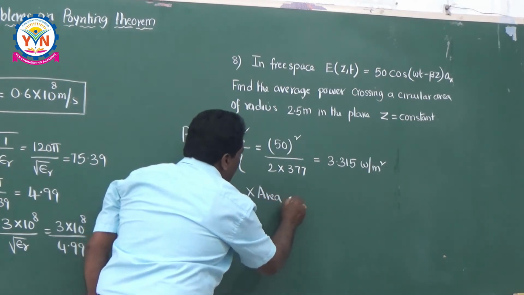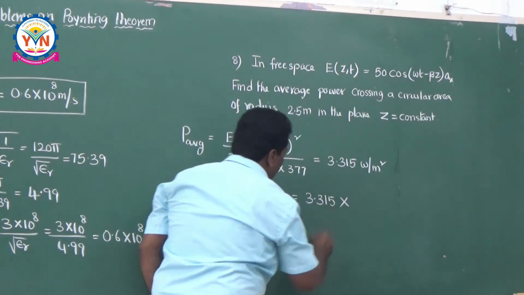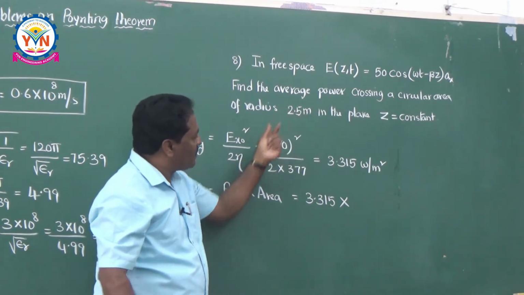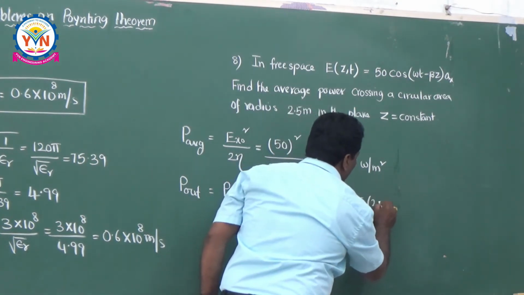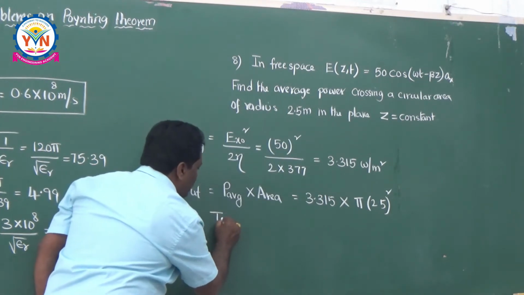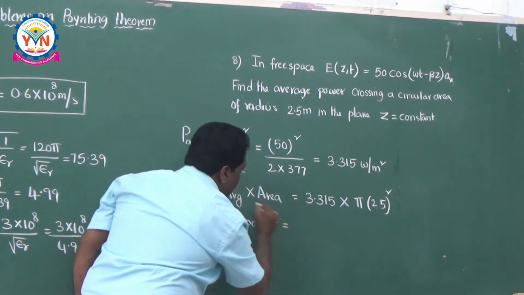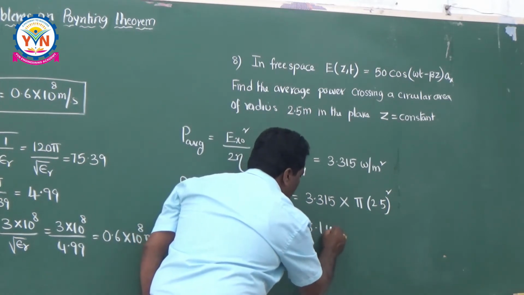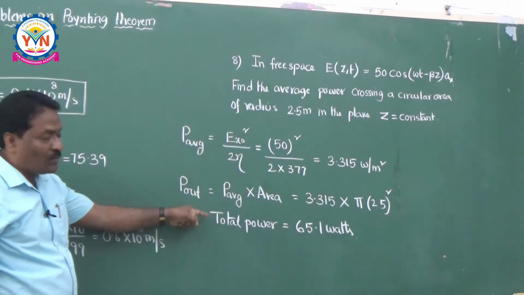So what is the P average here? This is equal to 3.315 watts per meter square into the area of the circle of radius 2.5 meters, pi r square, so pi into 2.5 whole square. If you simplify this, you are going to get the total power crossing the surface area of this circular area equal to 65.1 watts. This is the way of calculating the average power as well as the total power.